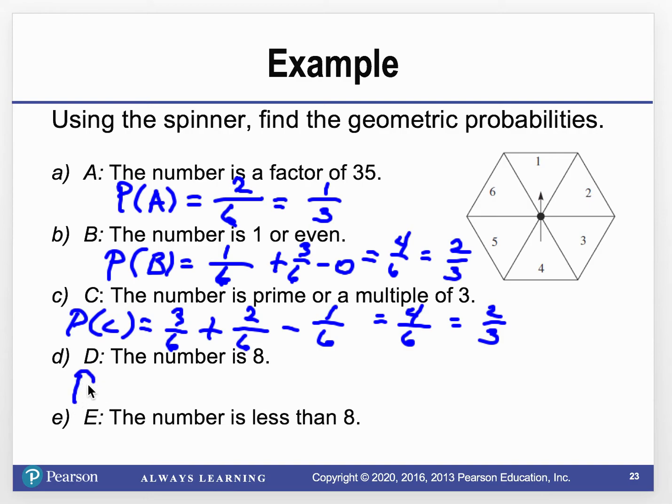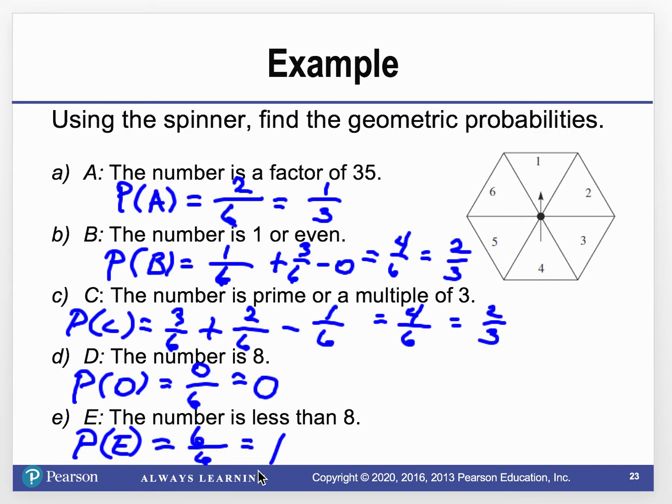Okay, what's the probability that the number is 8? Right, nothing is 8. Don't forget to simplify all fractions. And what about E? That the number is less than 8. Every single one of these numbers 1 through 6 is less than 8. Okay, let me know if you have questions.